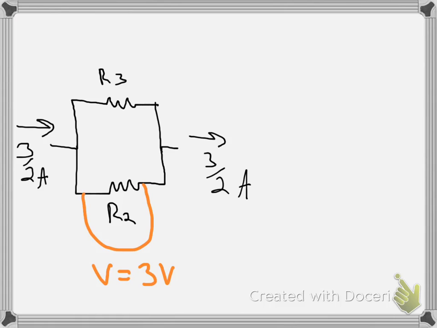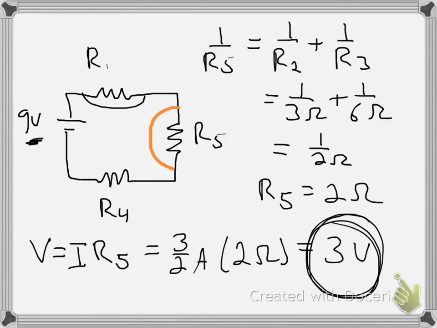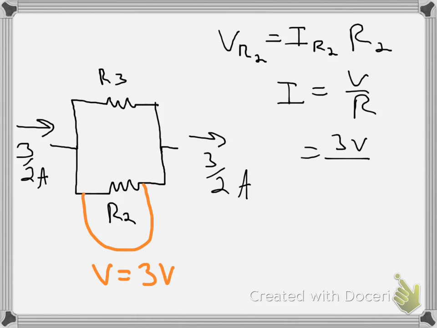So now to find the current, it's really easy. I just apply Ohm's law again. V across R2 is equal to the current running across R2 times the resistance of R2. I can solve this for the current. I'll leave off the subscripts because I think you can see what they are. V over R. So I've got 3 volts over, what is R2? I'm sorry, 3 ohms. Easy.